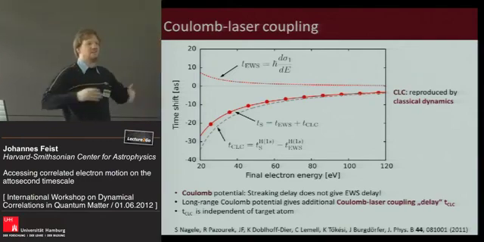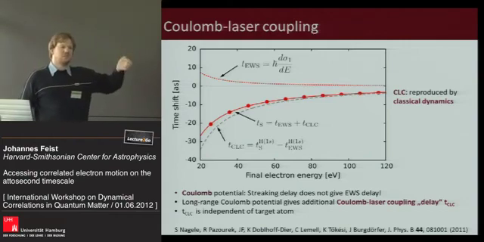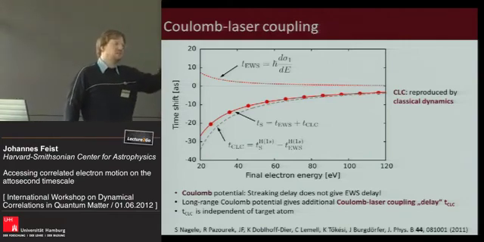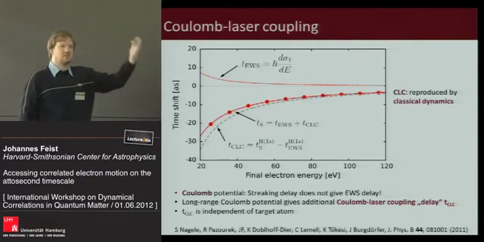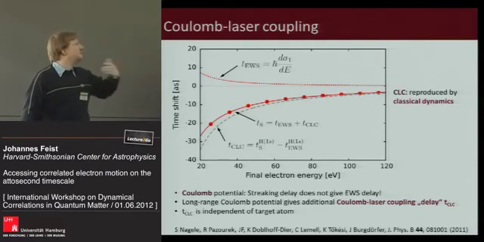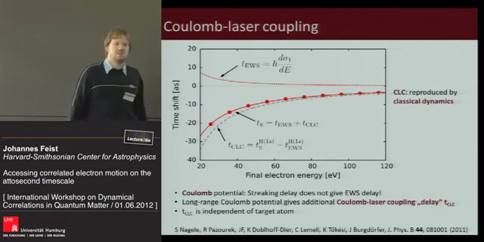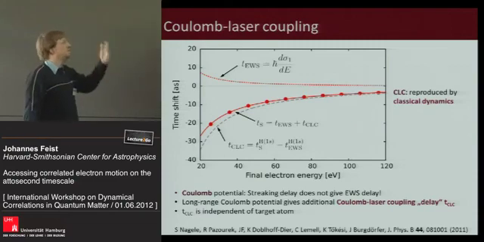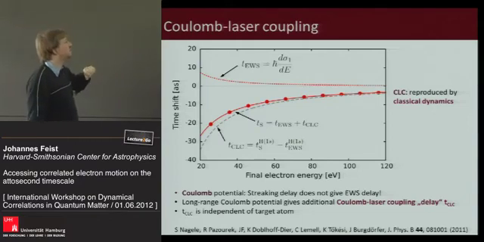But of course, an ion has a long-range Coulomb potential. So the electron is actually moving in the combination of an electric field from the laser plus a Coulomb potential. So the momentum shift it acquires is not just the integral of the electric field strength, but it is modified by this Coulomb potential. And it turns out that this so-called Coulomb laser coupling shift can be reproduced already by classical dynamics. You can also reproduce it by quantum dynamics as the phase of basically the continuum matrix element.